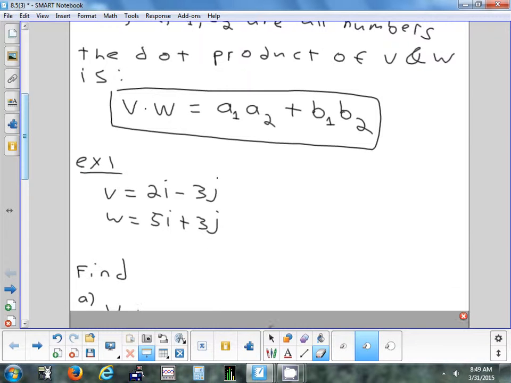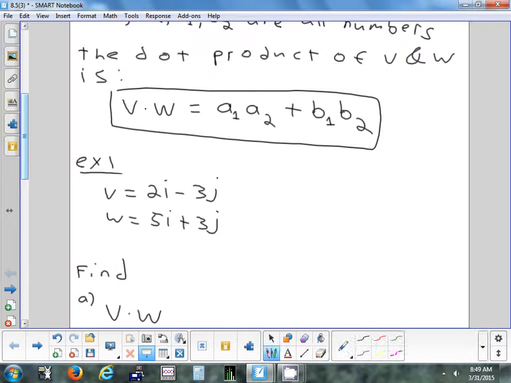Right, so our first example is I want to find V dot W. And you have to say it V dot W. You can't say V times W. Because somebody who knows about vectors would say, well, how do you want me to multiply them together? Do you want me to multiply them with a dot product or with a cross product? It makes a difference.